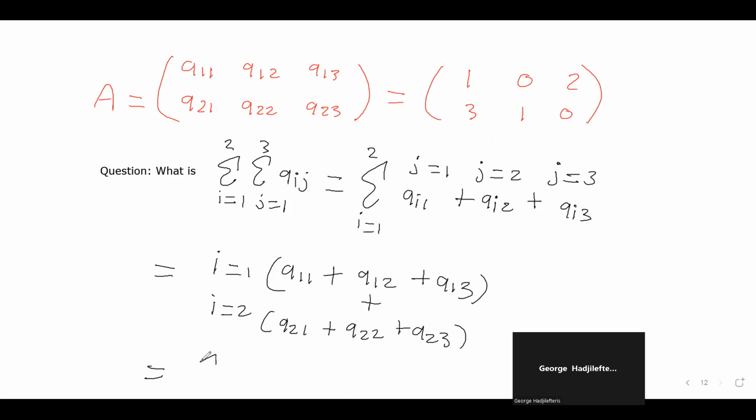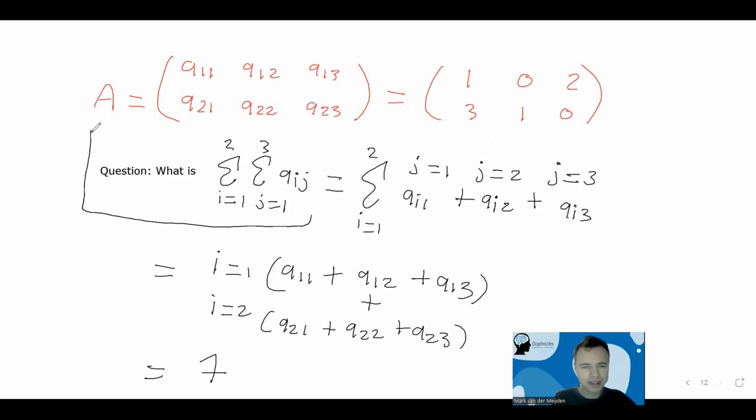Seven. That's the answer to this question. But the learning objective is that you now understand that you can add elements from the table with a double summation sign. That's what you now learn.